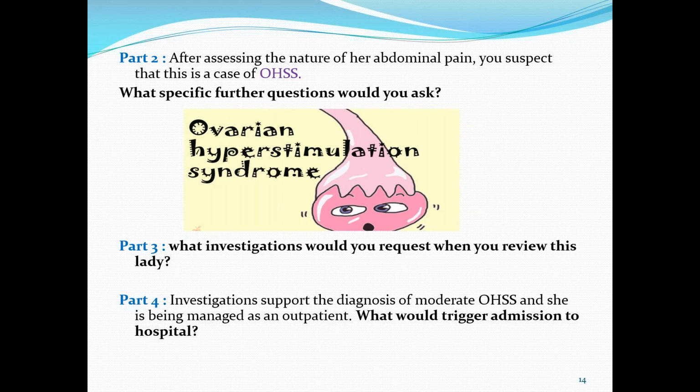I want to do a full blood count, including hematocrit. Then I want to do liver function tests and kidney function tests to see how the kidney and liver are working. And also I want to do an ultrasound to measure the size of the ovaries, and to see if there is any ascites. And also I would like to do a coagulation profile because OHSS predisposes to clots and venous thromboembolism, so I would like to do a baseline coagulation profile for her also. Also, I would do a urine examination to see the level of dehydration and whether there are any ketones in the urine.